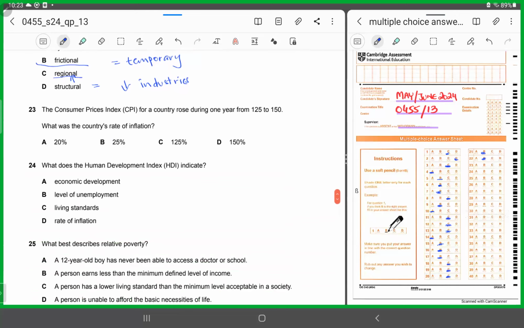Number 23 says the CPI, the Consumer Price Index for a country, rose in 1 year from 125 to 150. They're asking what was the country's rate of inflation. So from 125, it rose to 150. So what was the change? Change was 25. So the increase divided by the initial, so base 125, into 100. This is how you'll calculate the rate of inflation, and it would come out to be 20%. So it has to be A. So for 23, it has to be A.